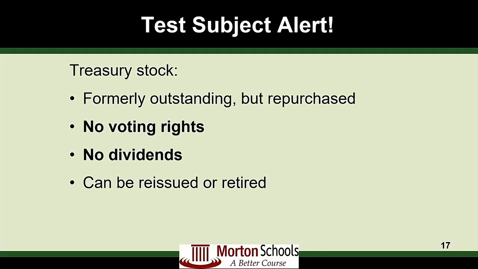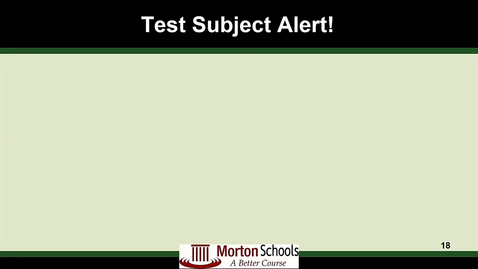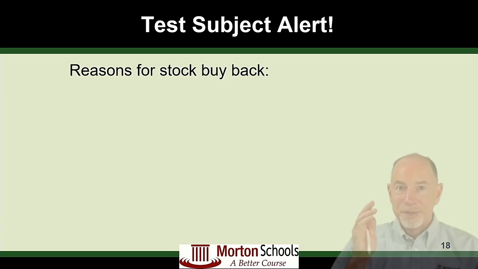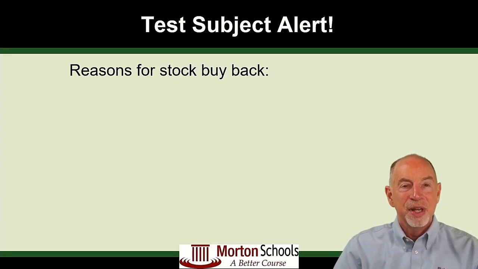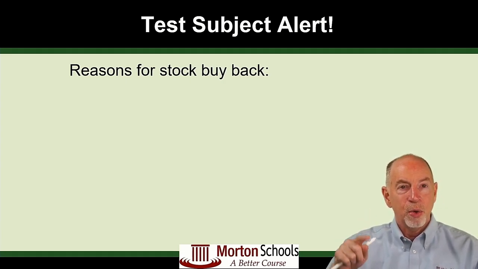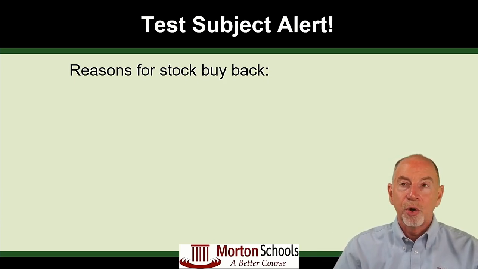Another test subject alert says that for treasury stock, remember that was formerly outstanding but is repurchased. And because it is on that left-hand side of the chart or that slide, it has what? No voting rights and no dividends. That treasury stock can be what? Either issued or retired by that issuing company. Another test subject alert. These test subject alerts are telling you what? This is something that you're probably going to see on that test, either on the SIE or the 6 or the 7. These are frequently things that might come up on that test.